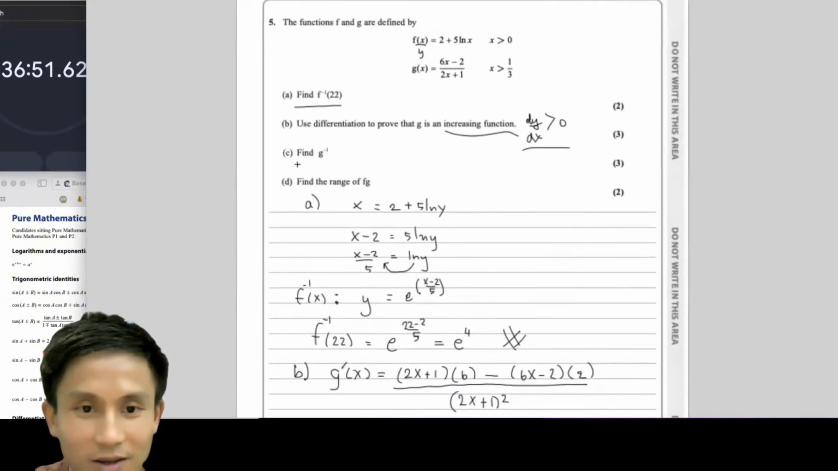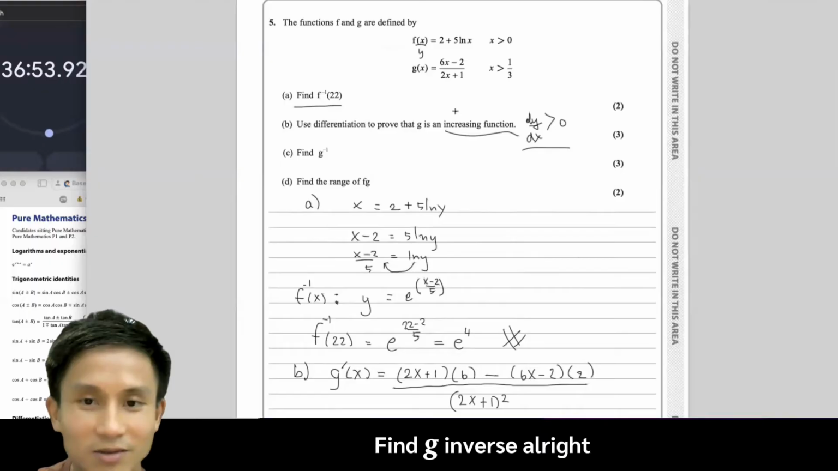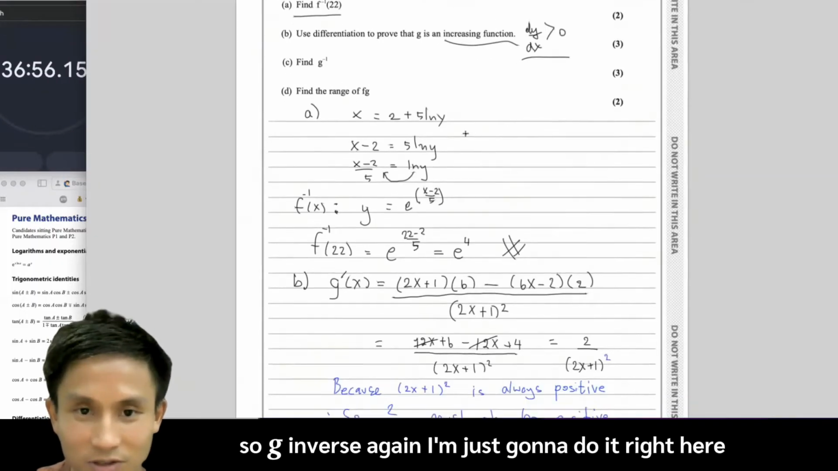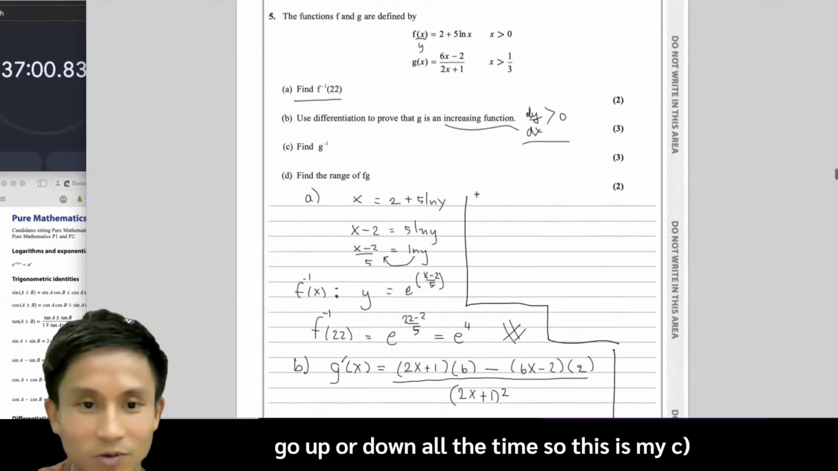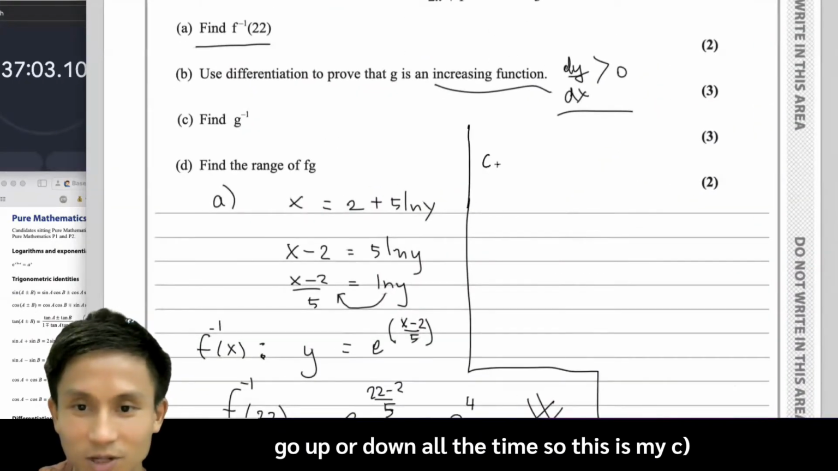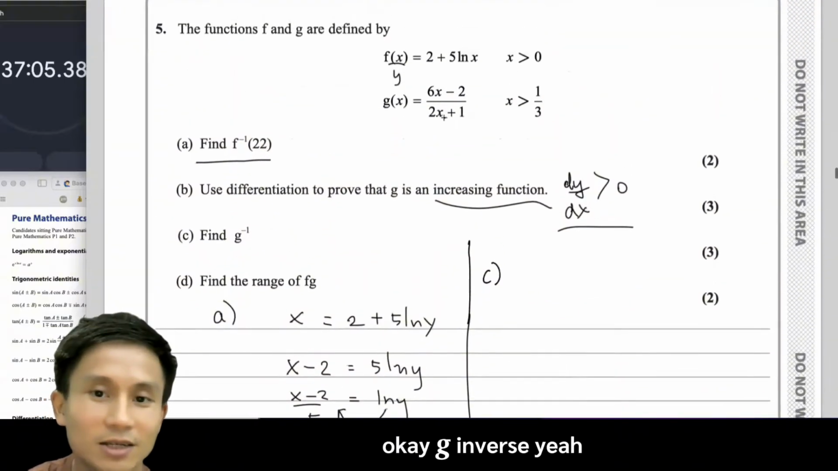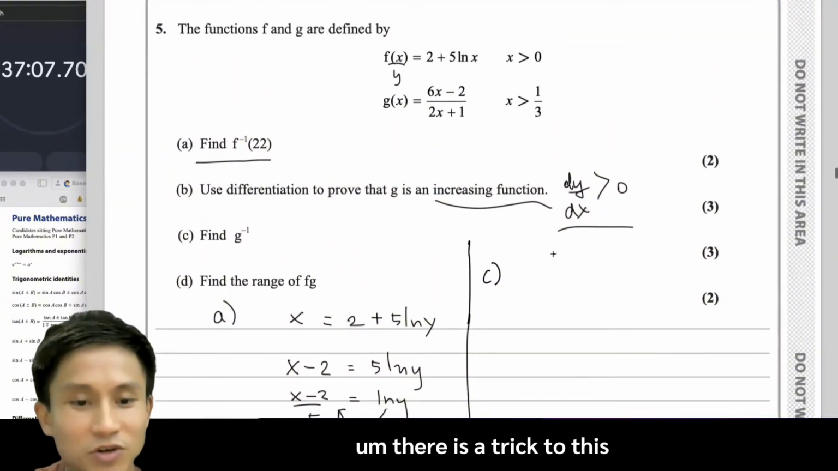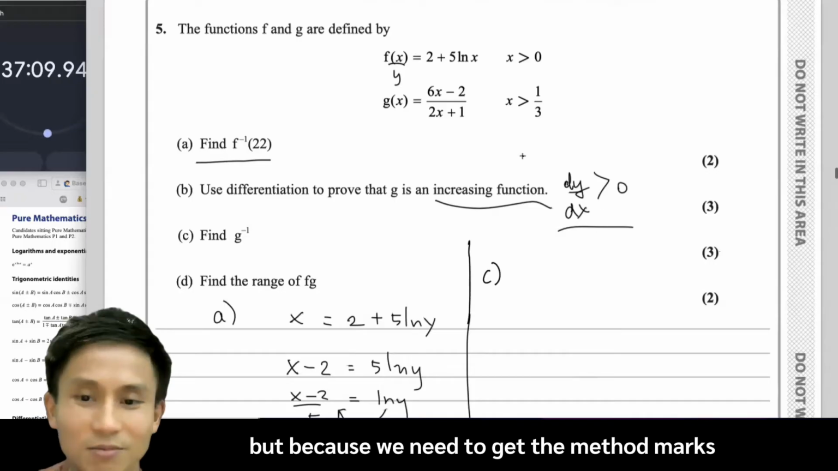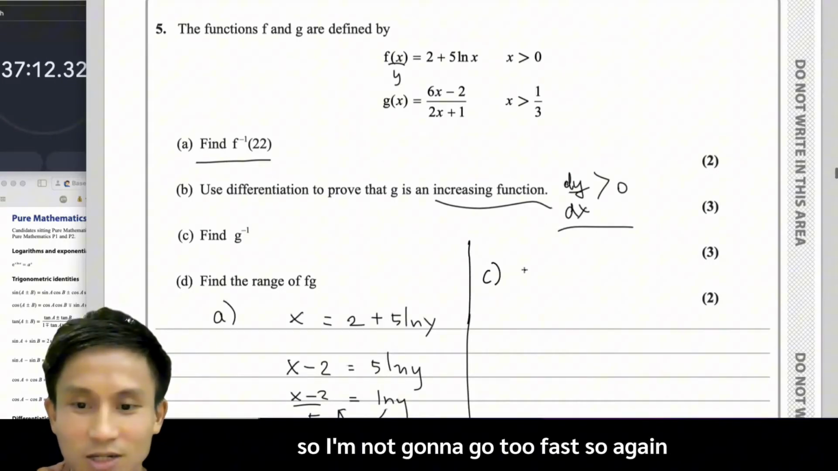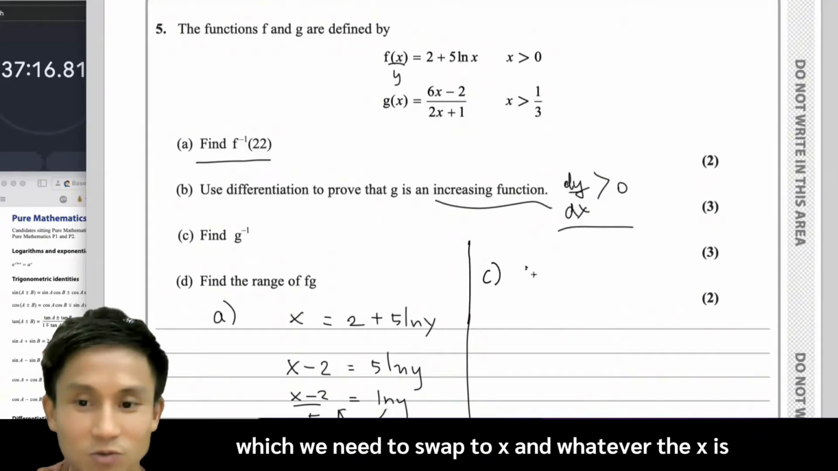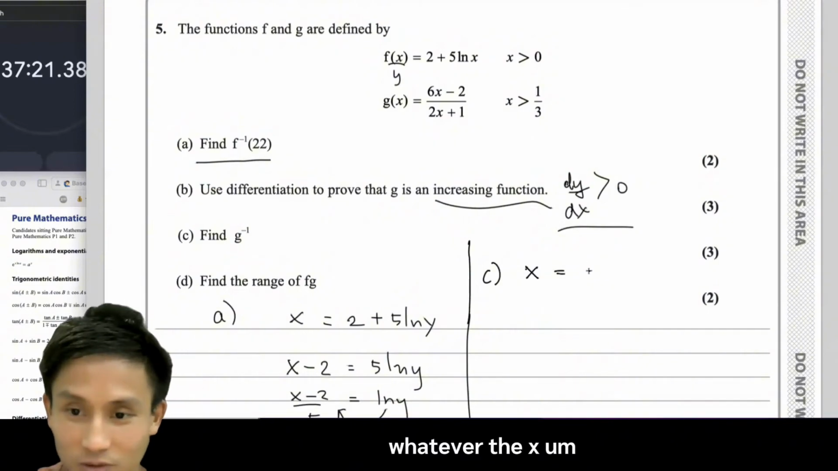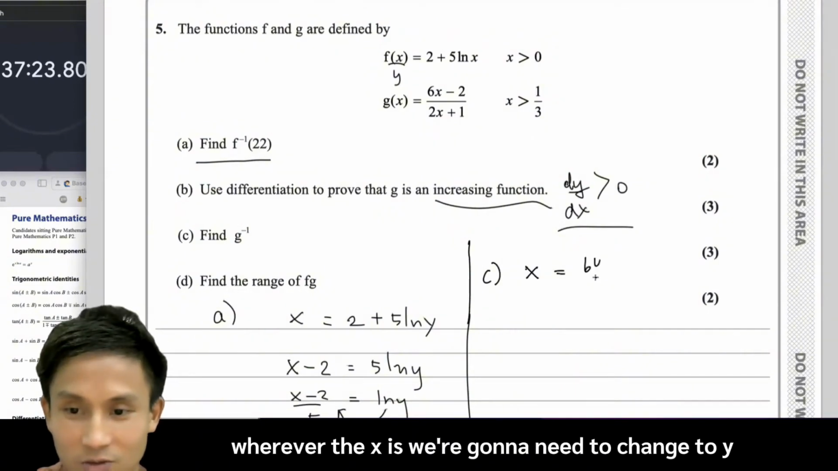That's long. Find G inverse. All right, so G inverse, again, I'm just going to do it right here, maybe, just to not have to go up or down all the time. So this is my C. Okay, G inverse. There is a trick to this, but because we need to get the method mark, I'm not going to go too fast. So again, I'm just going to make Gx as our Y, which we need to swap to X, and wherever the X is, we're going to need to change to Y.